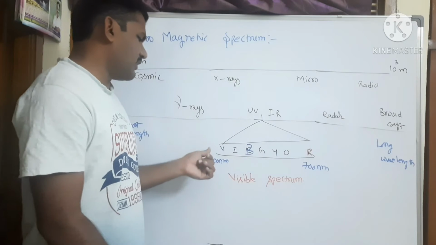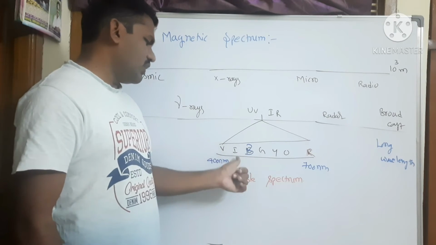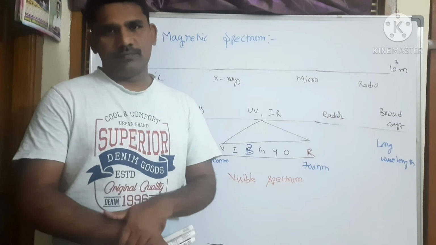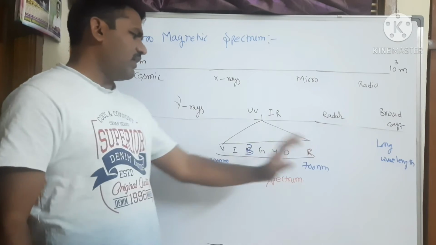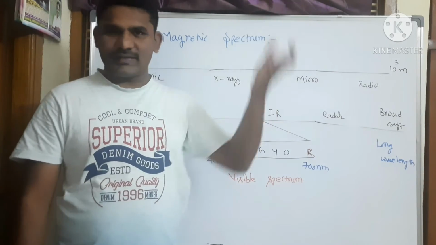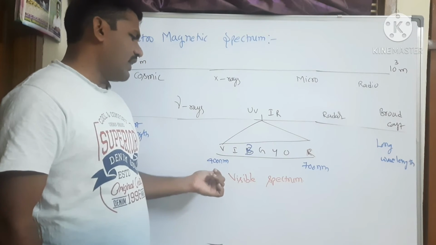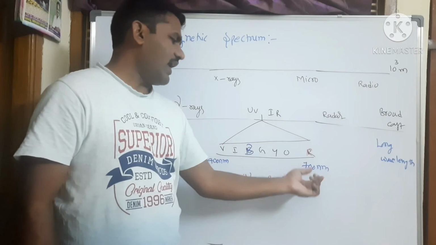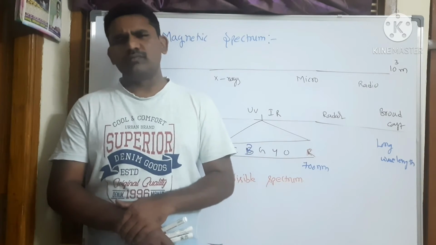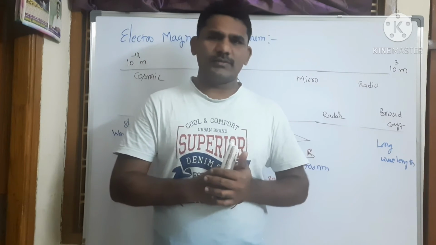So visible spectrum consists of lights of colors violet, indigo, blue, green, yellow, orange and red. In this, when you are moving from left to the right, the wavelength values gradually increase. Violet is having lower wavelength, that is about 400 nanometer, whereas red is having higher wavelength, that is 700 nanometer. Why are we discussing this electromagnetic spectrum and all this?